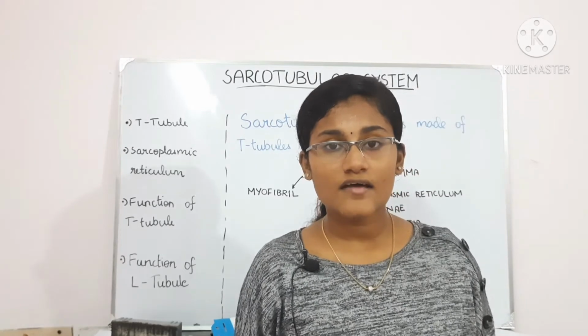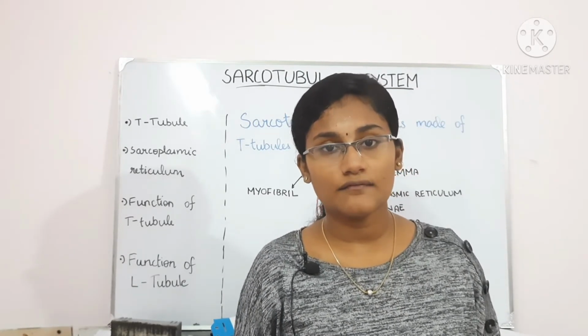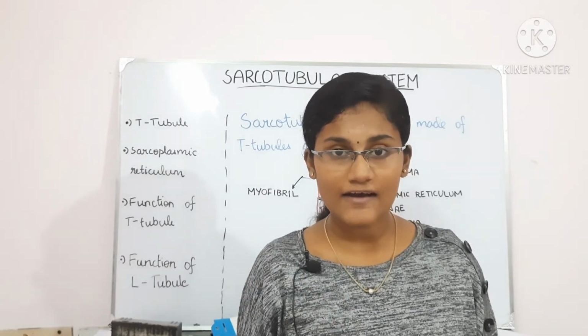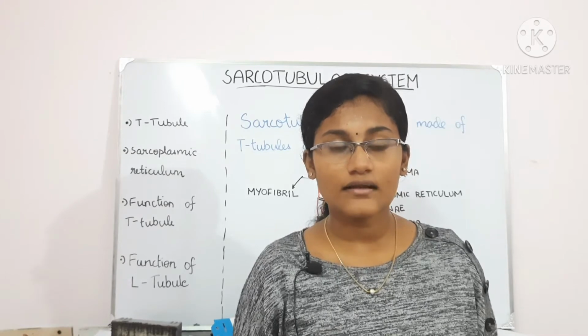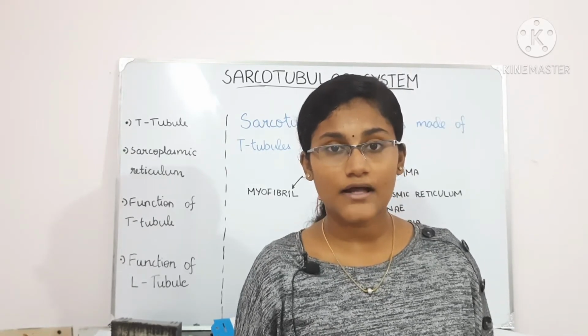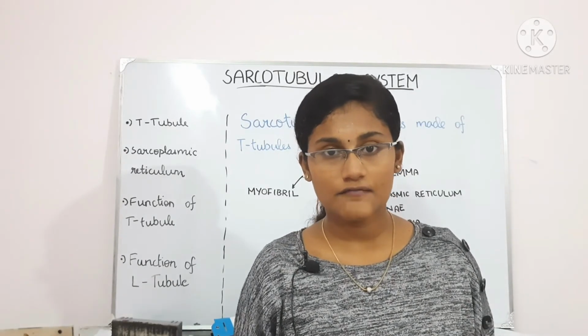Since it is an invagination of the sarcolemma, the T tubules are open to the exterior of the cell, and therefore they allow the extracellular fluid to pass through them. So extracellular fluid can freely pass through the T tubules from one end of the muscle fiber to the other end of the muscle fiber.